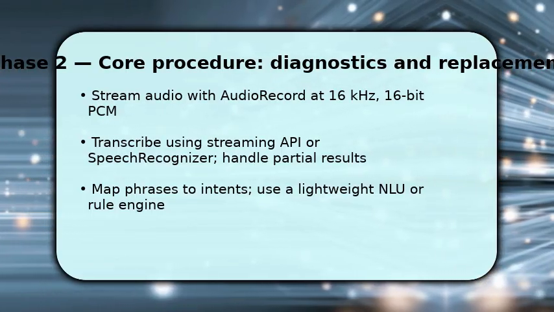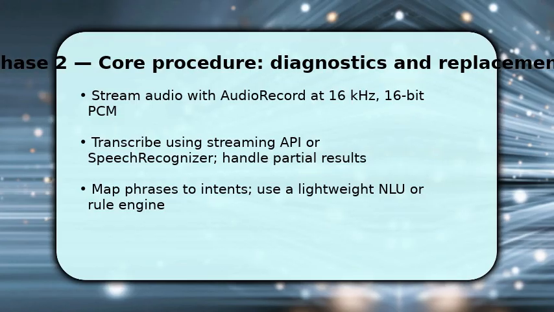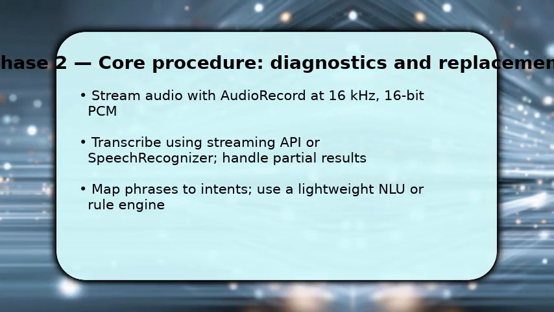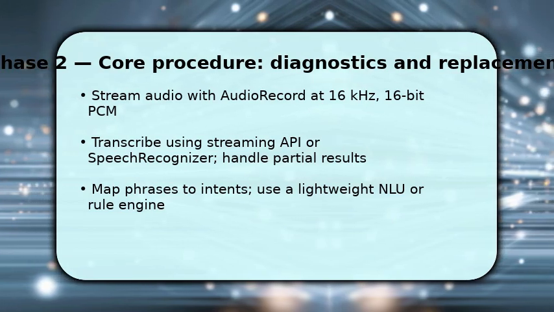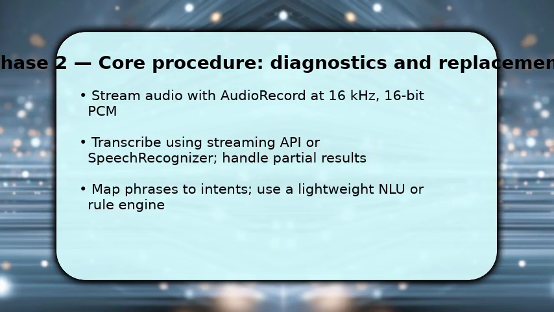Once you have text, normalize it and map to intents, either with a tiny on-device NLU, pattern rules, or a hosted intent service. Make sure to handle edge cases: silence, noise, and partial matches. Finish by converting intent results into user-facing responses and actions.